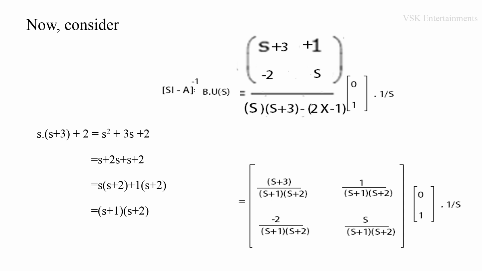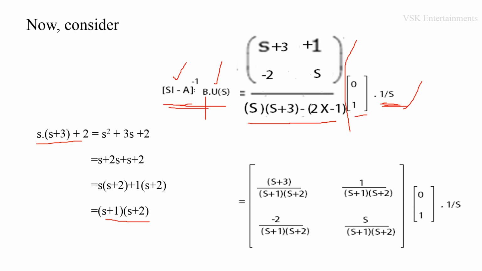For finding the ZSR, first we find the value of (sI − A) inverse B into U of s. We already know this, and we already know the matrix B and the input value. Substituting all these values, we get this. Up to this is the inverse of (sI − A), and the B matrix is the matrix [0; 1] and U of s is 1 by s. First calculate this into factors, and we get (s + 1) into (s + 2).